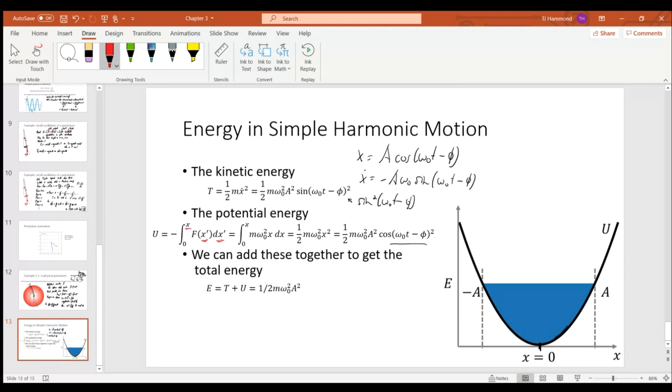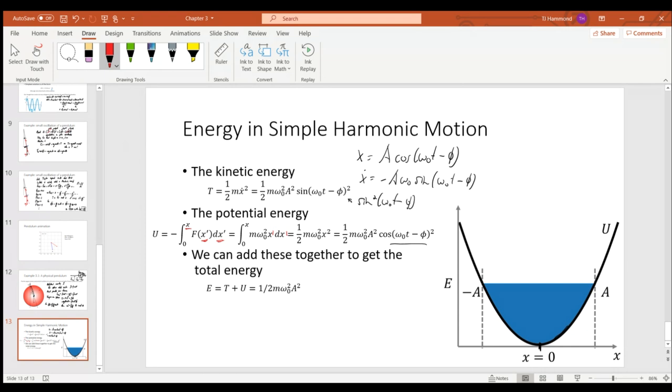Speaking of which, this should be primed when this is primed. So we're integrating m omega naught squared x prime dx prime from 0 to x, which gives us 1/2 m omega naught squared x squared. And so that is 1/2 m omega naught squared A squared times cosine squared(omega naught t minus phi).